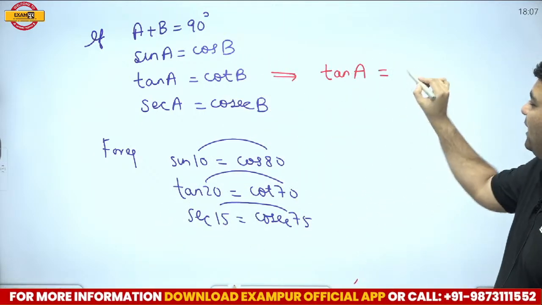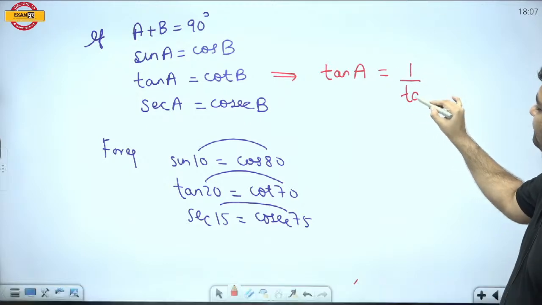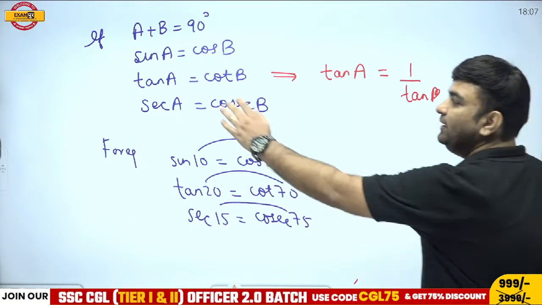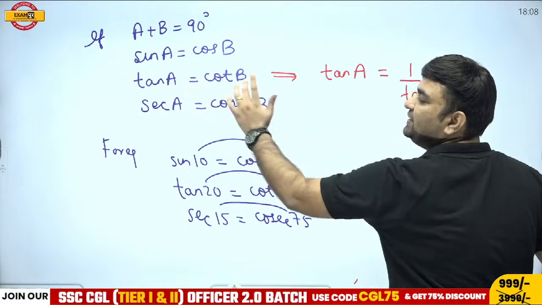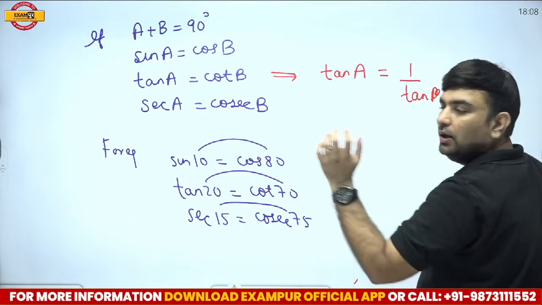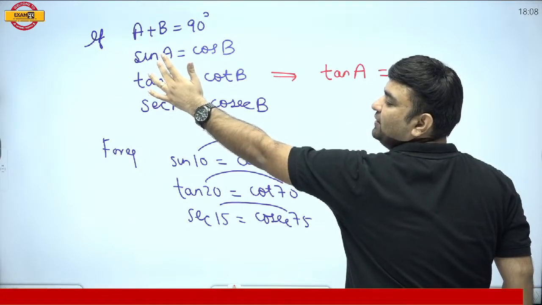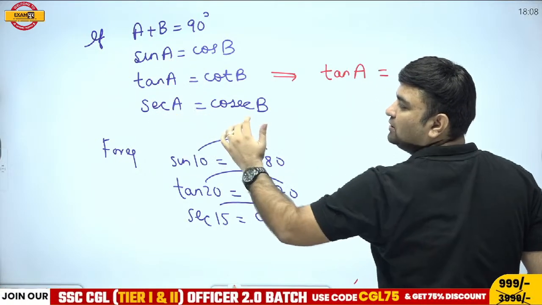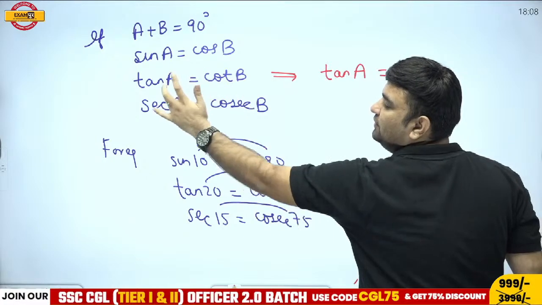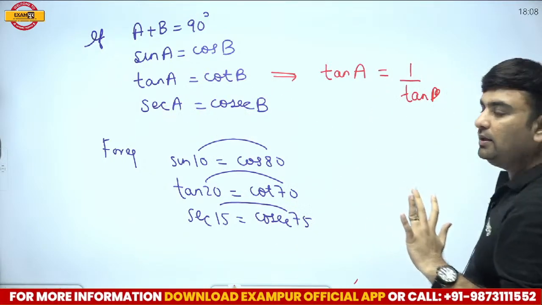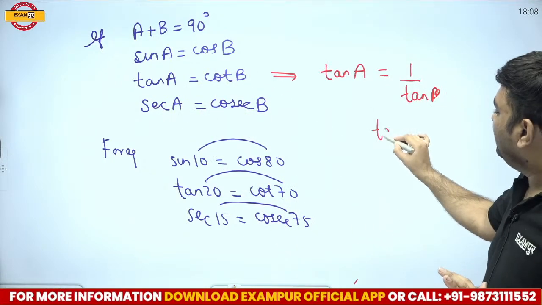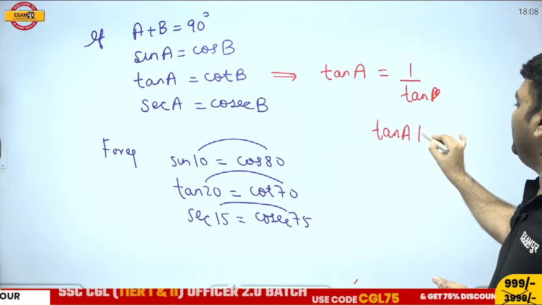So cot B can be written as 1 upon tan B. Guys, in these, only this pair is inverse as well. Only this pair is inverse because the inverse of sine is cosec and the inverse of sec is cos. Here, both inverses are also there. So we can form one more property: tan A into tan B is 1.